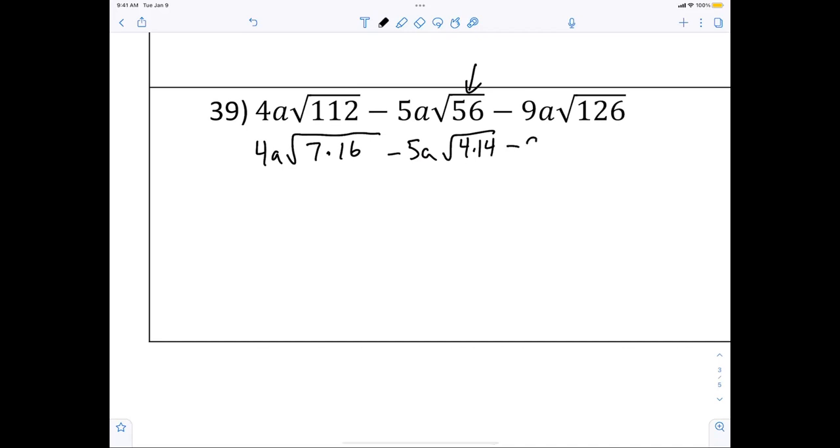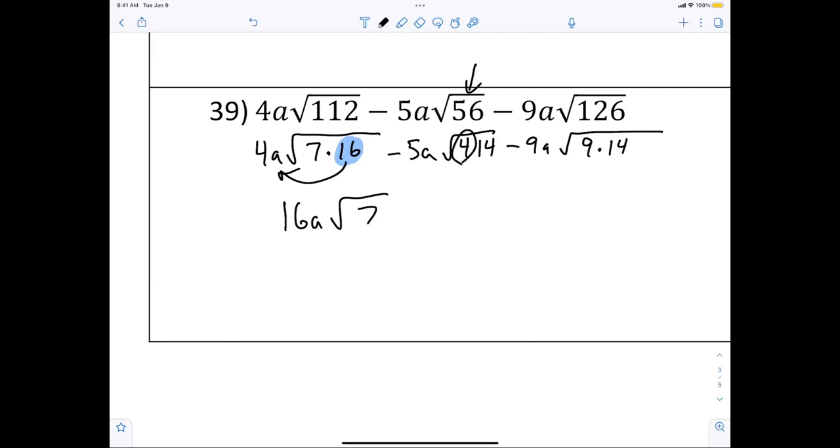So now I have minus 9a radical 126. I added those digits up and that added up to 9, so I know it's divisible by 9. So 9 goes into 126 how many times? 14. There you have it. All right, what's the square root of 16? 4. So that comes out as 16a radical 7. What about this guy?